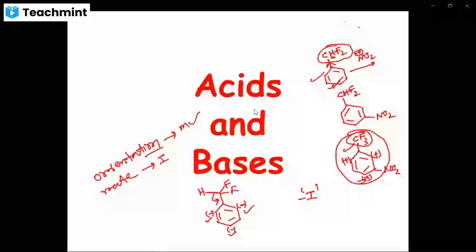Now, if you consider para and ortho, the ortho position is close to this group, and we know the inductive effect depends on the distance, right? Because it is close to this group, the amount of negative charge will be much lower compared to the para position, right? So the attack will take place from the para position.